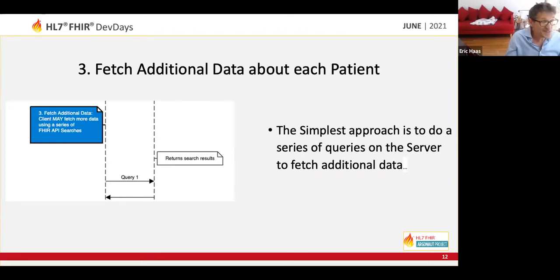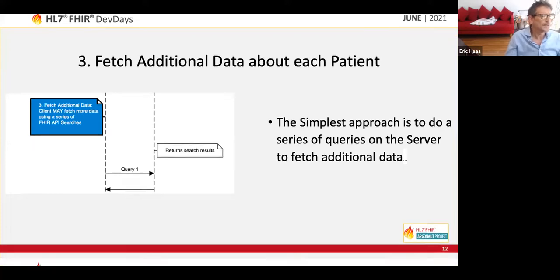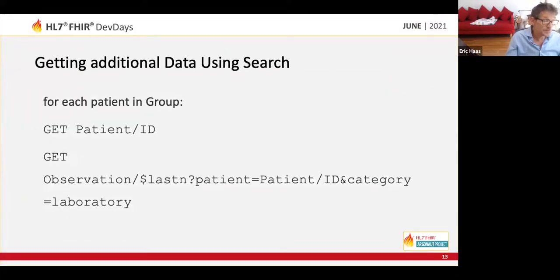So in order to do that, the simplest and most straightforward approach, again, is to use a series of queries on the FHIR endpoint to fetch additional data. And what is that? That's basically a simple FHIR RESTful search, as described in the base spec and as described in US Core. So it's patient-based searches. For each patient in a group, you're going to get a patient ID. And then here's an example. Say you want to get the last 5 observations or what have you, or the last lab observation for each of those patients on the list.